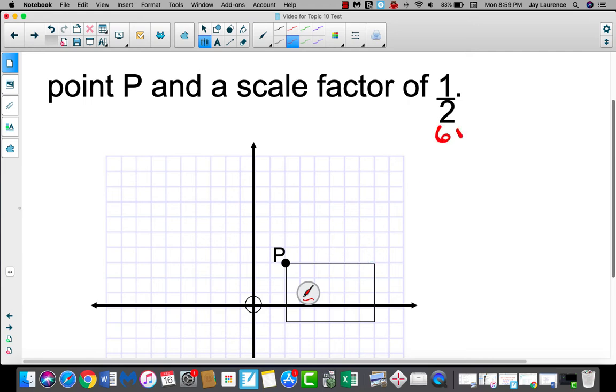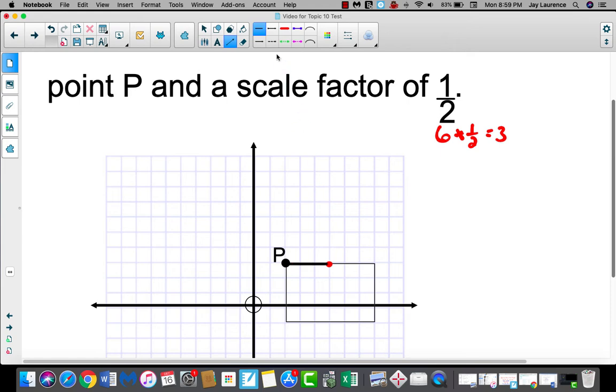Well, 6 times 1/2 is 3. So the new side will only be 1, 2, 3 units long. And notice it comes right from point P because P doesn't move. Why not? Because P is the center. And so that would go like that.